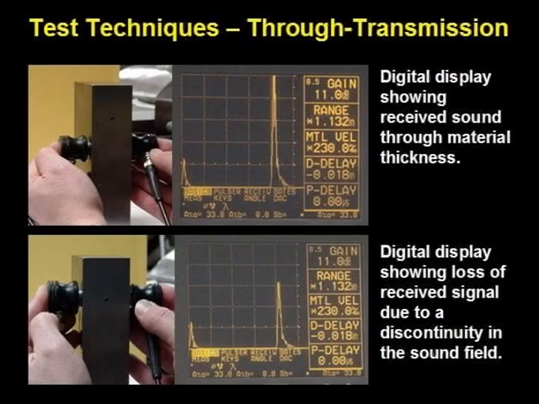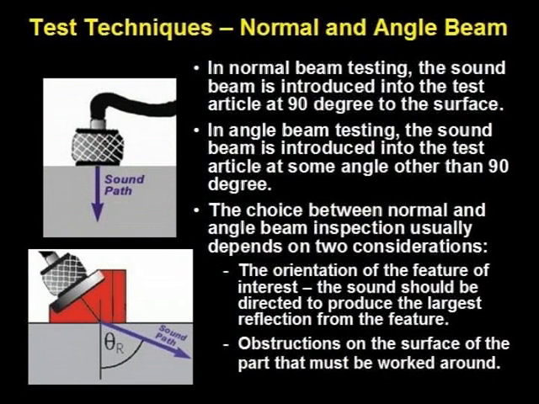This slide shows an actual example of through transmission inspection using two contact transducers and side drilled hole placed midway in a steel block. The first A scan shows a strong received signal. The second A scan shows a reduced received signal due to the presence of the side drilled hole. The time the received signal arrives can be used to measure the thickness of the steel.